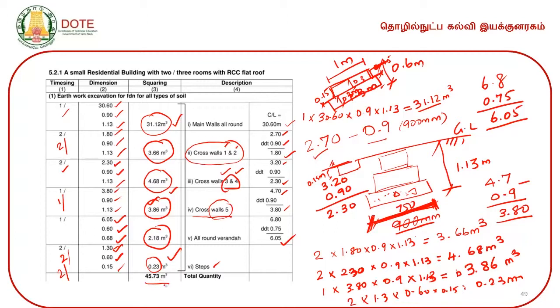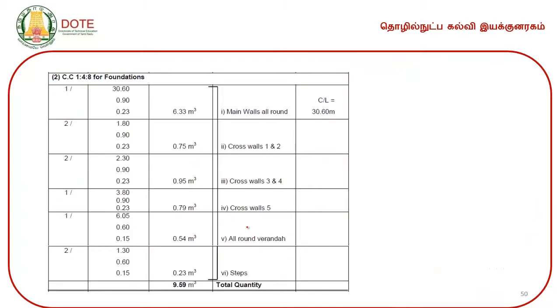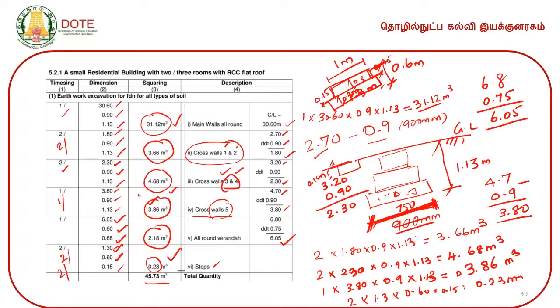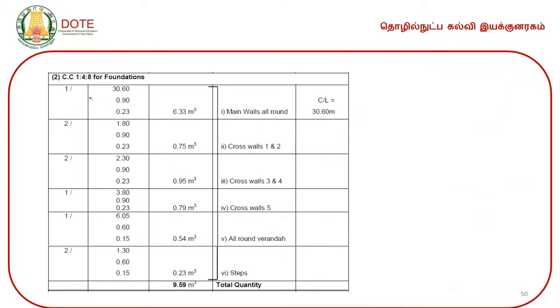45.73 meter cube. By the way, we are calculating earthwork excavation for foundation by using the group system. Okay, next quantity: CC 1:4:8 for foundation. This CC also, the same way we calculated earthwork excavation, we are using for the calculation of cement concrete 1:4:8 for foundations.